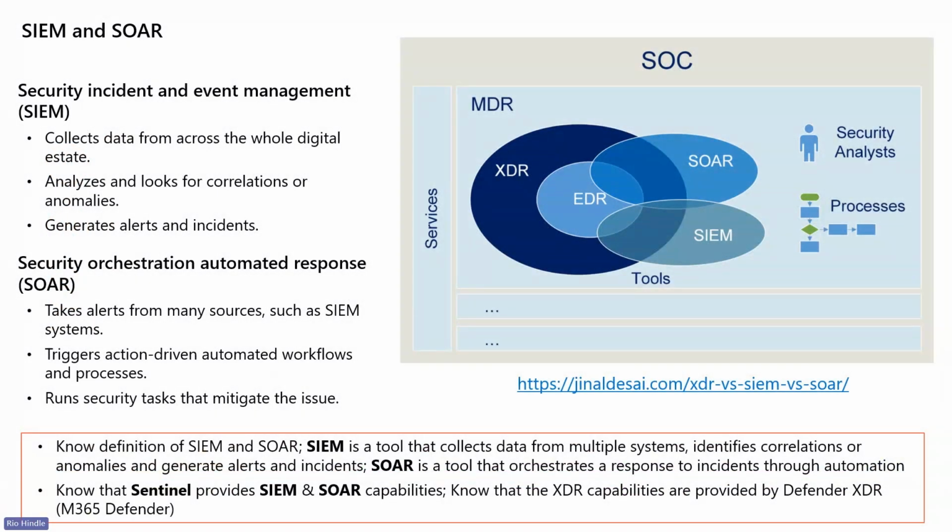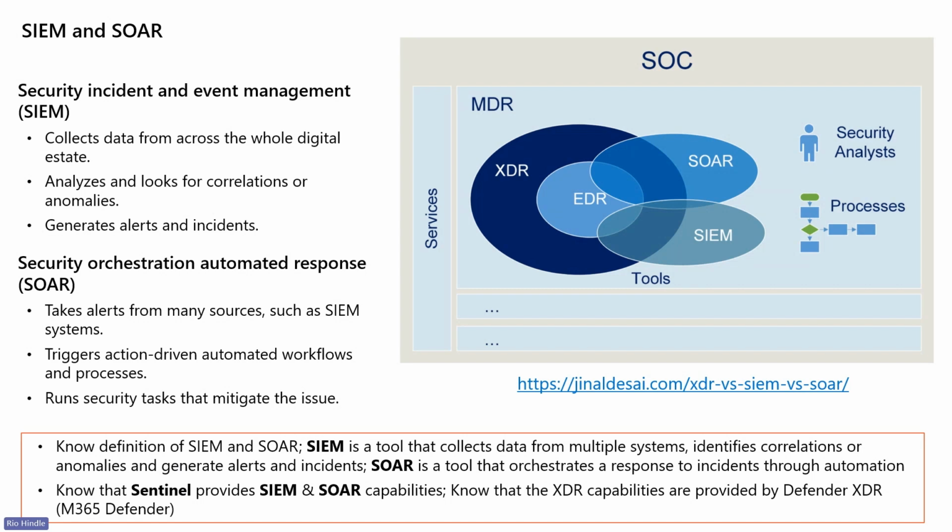But what is a security information and event management system? Well, a SIEM system is quite simply a tool that an organization uses to collect data from across the whole estate, including infrastructure, software, and resources. It does an analysis, really, looks for correlation or any anomalies, and generates alerts and incidents based on the telemetry it receives, pretty much.